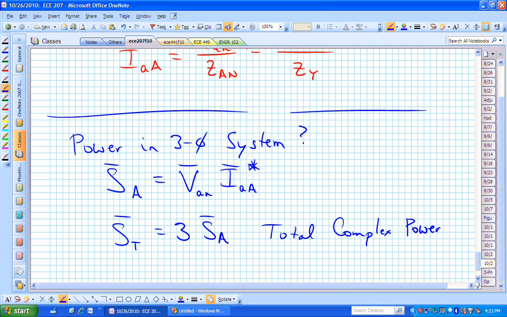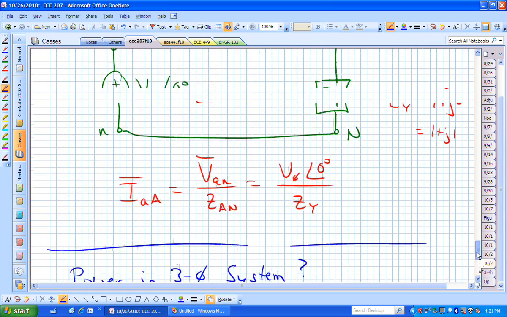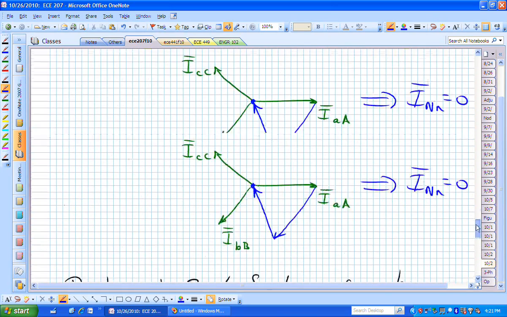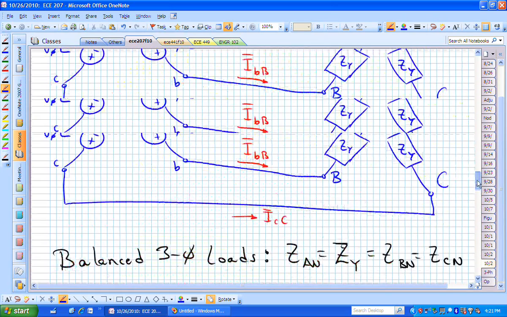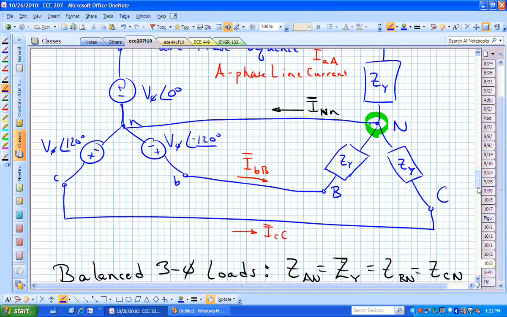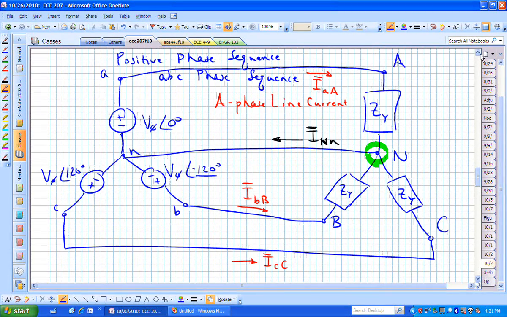Question? Why did we just say it's 3? I mean, we can just assume it's balanced. Well, it's balanced, and what did we just determine, or I tried to convince you, there's no current flowing in the neutral, so now let's justify why we could scale that. Actually, we wouldn't have had to.